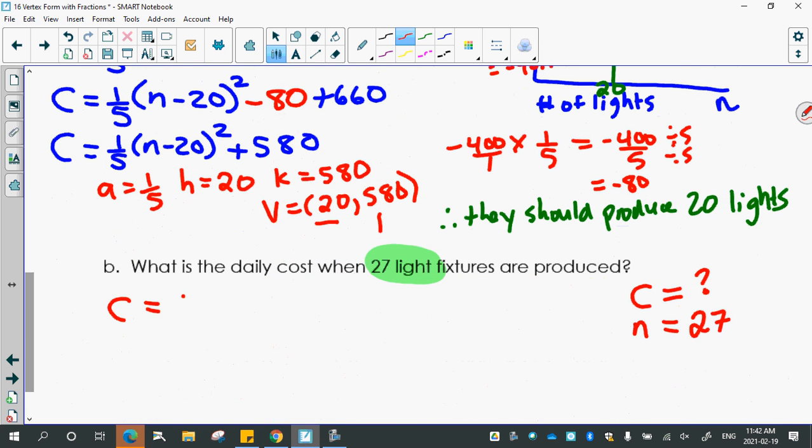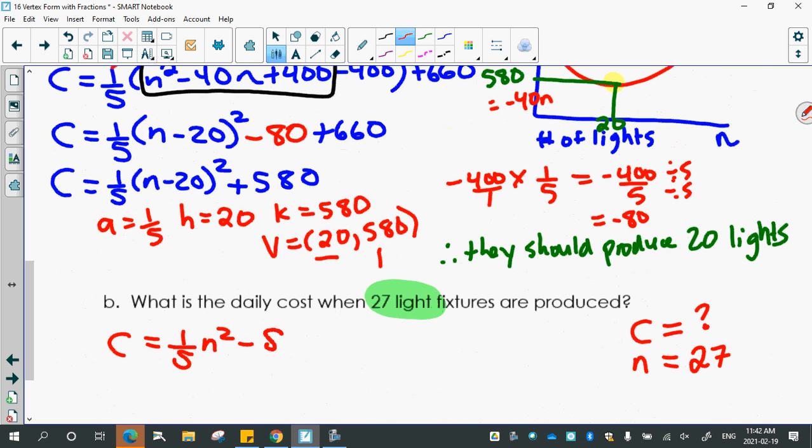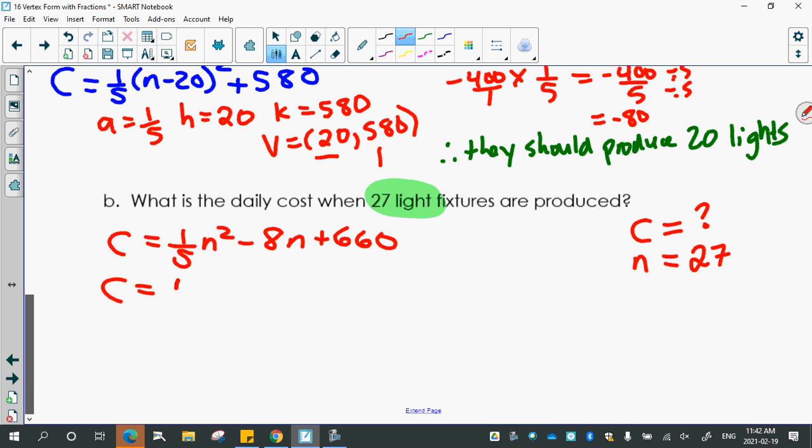So C equals 1/5 N squared minus 8N plus 660. And then I'm going to replace each N with a 27. I should be able to just put that right into my calculator the way it looks. You don't need a fraction button, you can just do 1 divided by 5 times 27 squared, okay? So try putting it in your calculator.